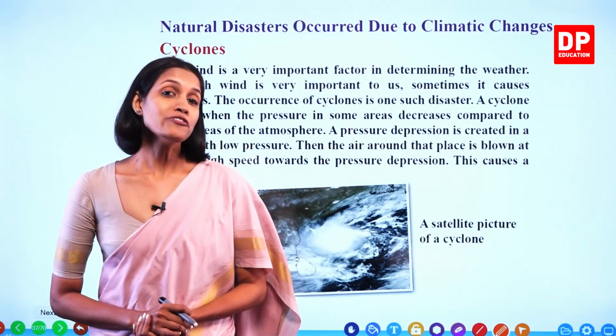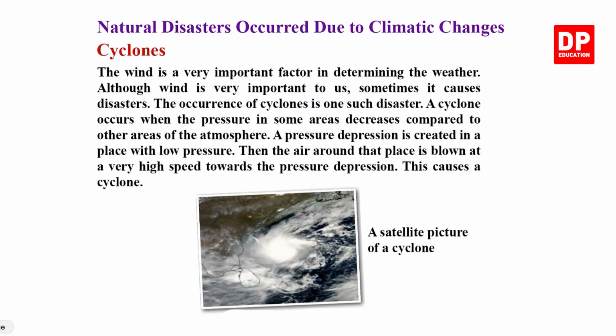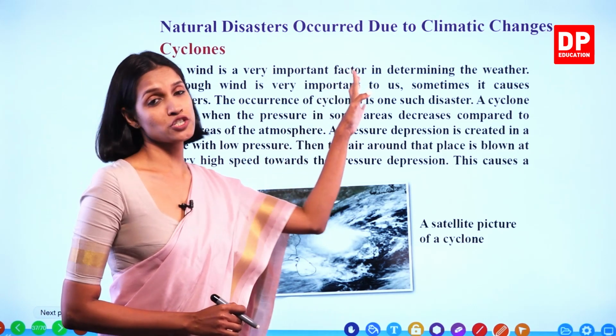Right, children? Now we are going to start the next chapter of this lesson. So what are we going to learn in this chapter? Natural disasters occur due to climatic changes.